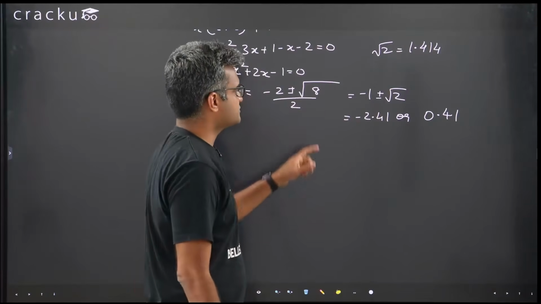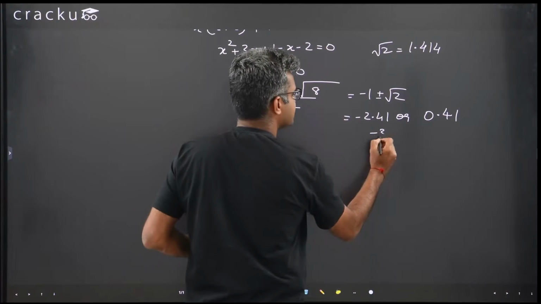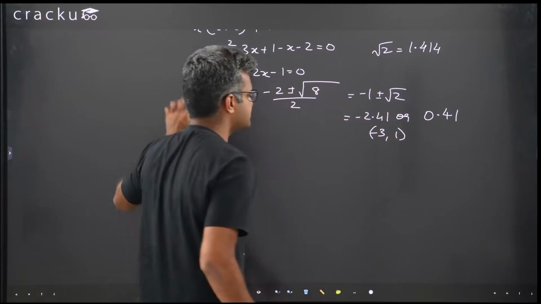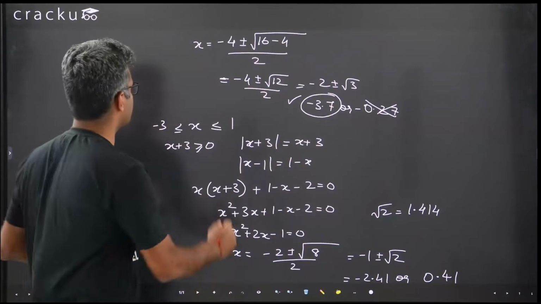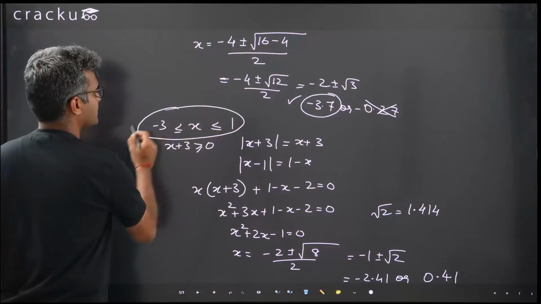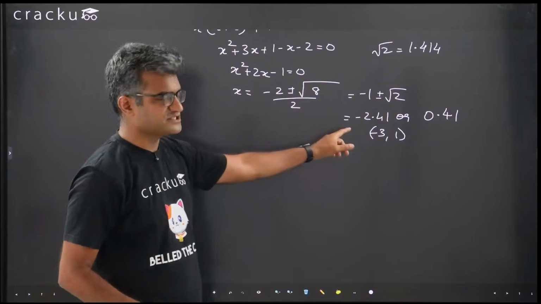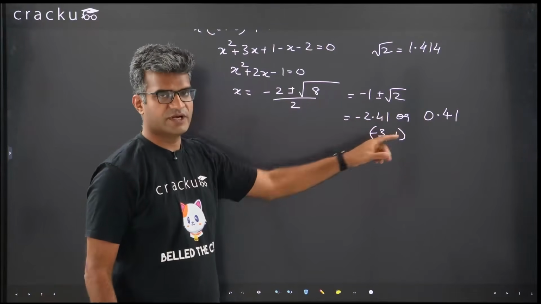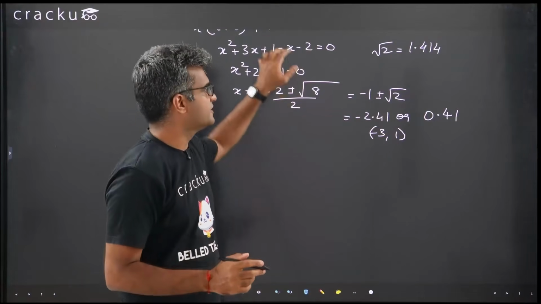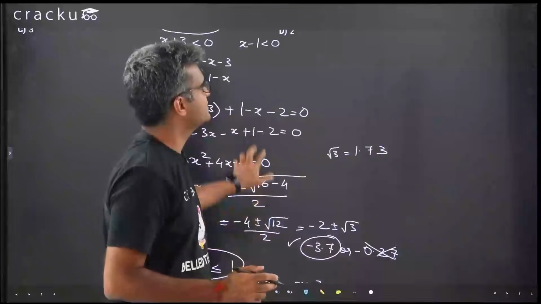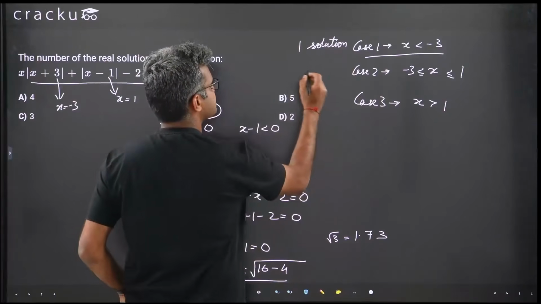These are the two values. Both of them lie between minus 3 and 1. This is the interval for this particular case where we want x to lie between minus 3 and 1. Both the roots that we got, minus 2.41 and 0.41, lie in that particular interval. So this particular case has two solutions.